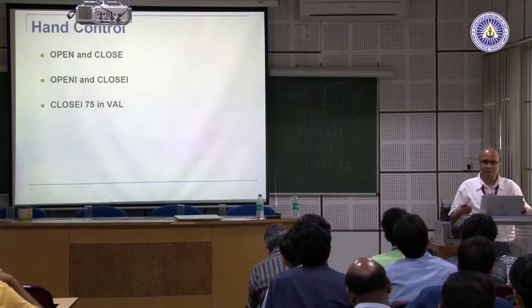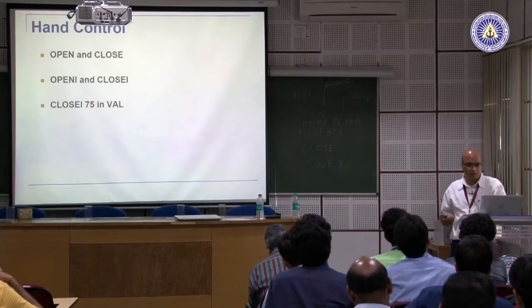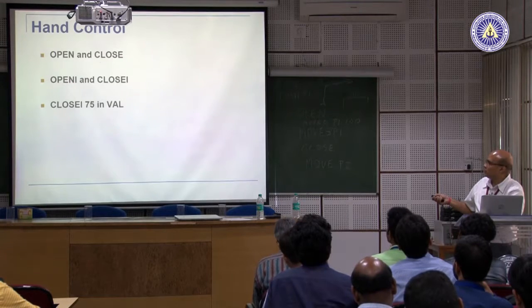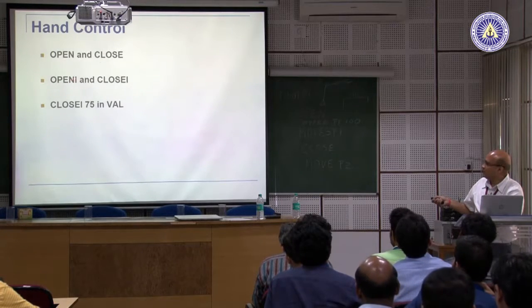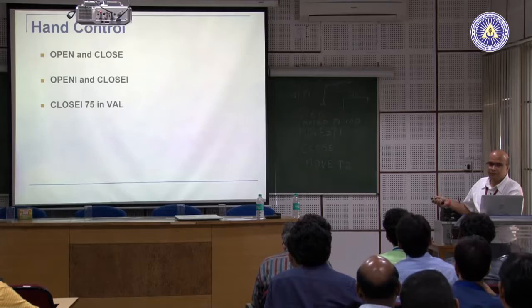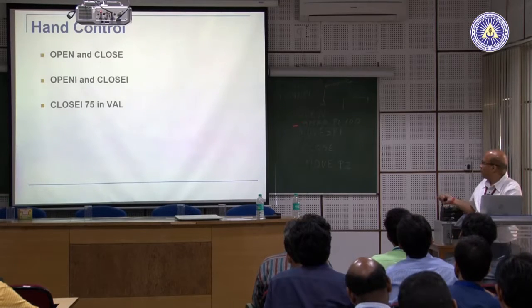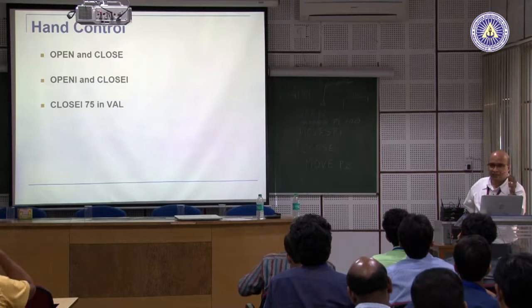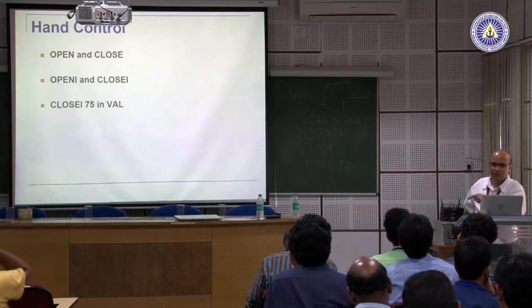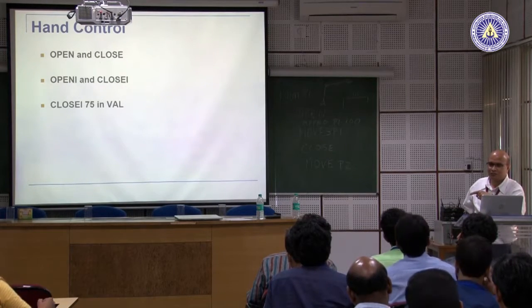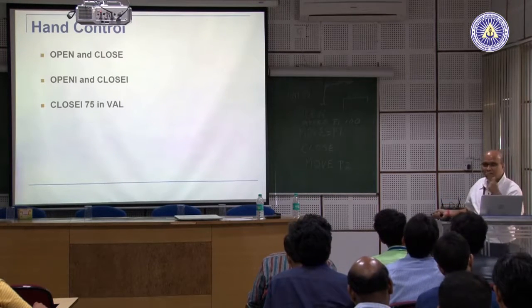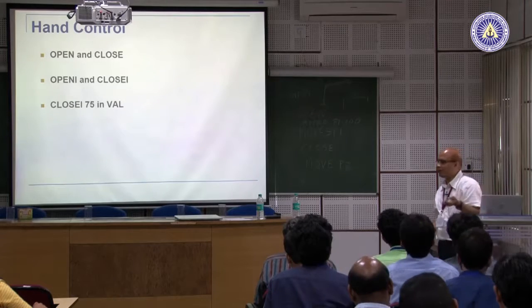Where is time? There is no time, right. So, in order to avoid that, the other commands, open I and close I, are used: open immediate and close immediate. If the command open I is given, it will monitor that the task is over, and only then will it go to the next line, otherwise it will not go. Similarly, close I will close and then go to the next line.